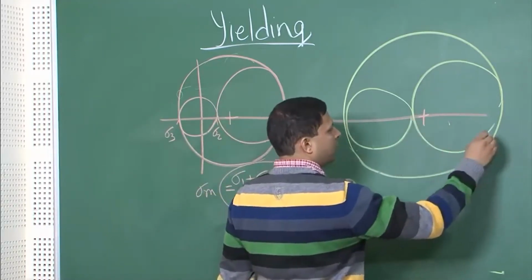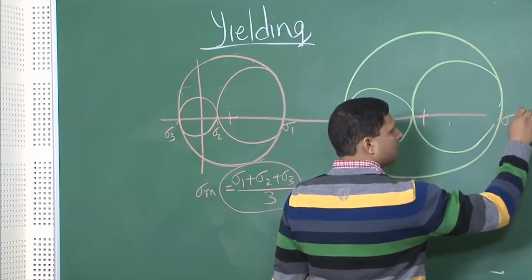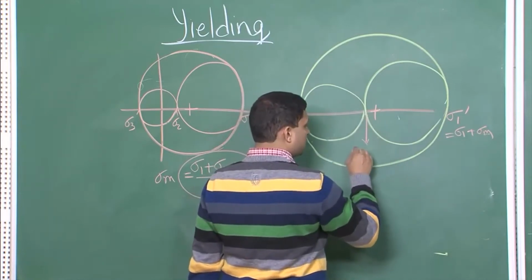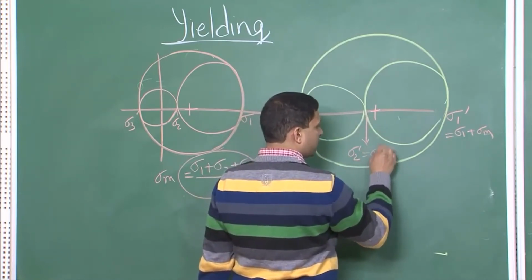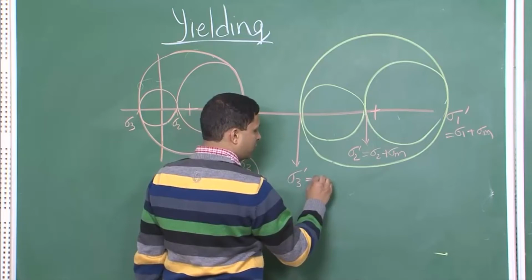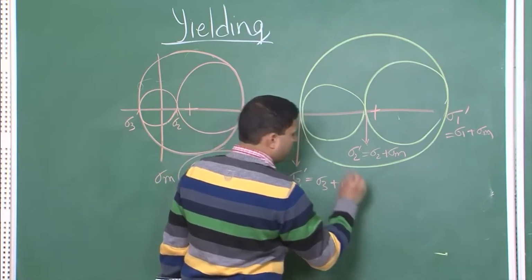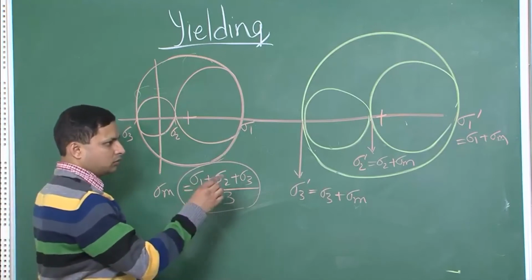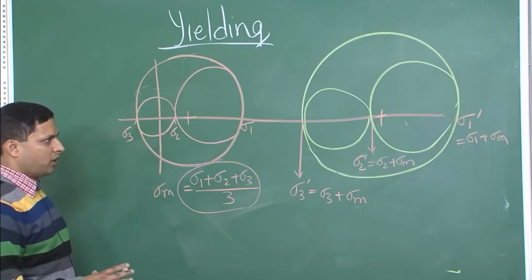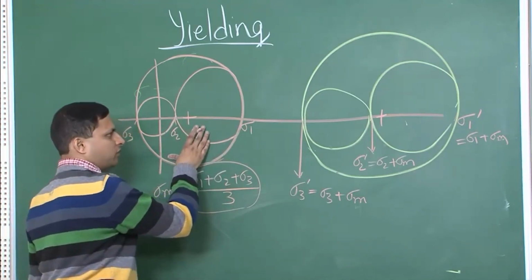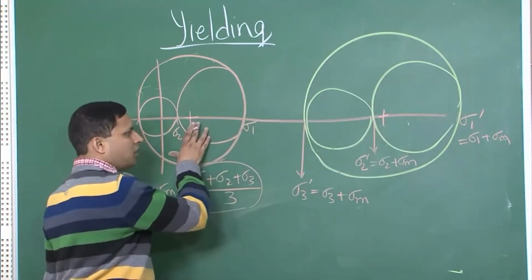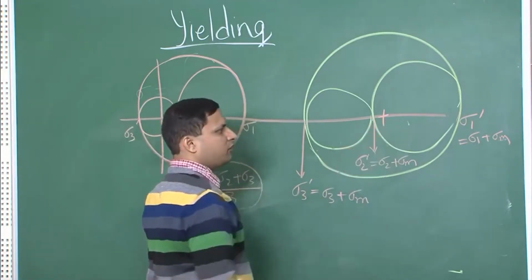So, now similarly here, this is your new sigma 1 prime, which is equal to sigma 1 plus sigma m. Similarly, this is sigma 2 prime, which is equal to sigma 2 plus sigma m, and this is sigma 3 prime, which is equal to sigma 3 plus sigma m. Now, what all those things that we said over there mean, in simple words, is that if yielding is taking place over here, it is also taking place for this one. If yielding is not taking place here, yielding will not take place even for this condition.